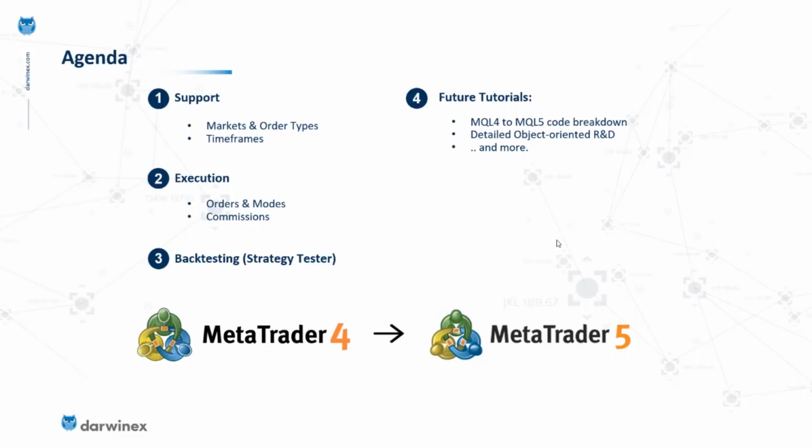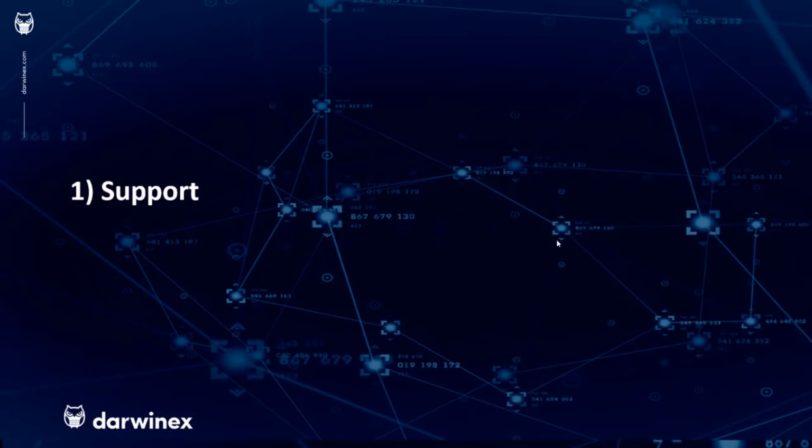We'll talk about the strategy tester, the differences in capabilities between the MetaTrader 4 strategy tester and MetaTrader 5 strategy tester and how they affect backtesting. And finally, we'll go through a detailed list of what we'll be covering in future tutorials, which will include a code breakdown of MQL4 to MQL5, detailed object-oriented R&D and related concepts. So let's begin, starting with support.